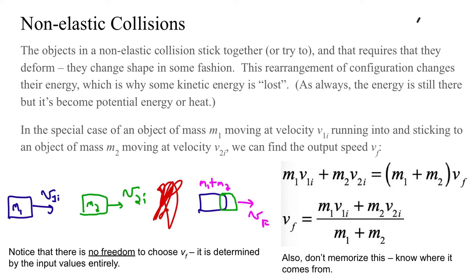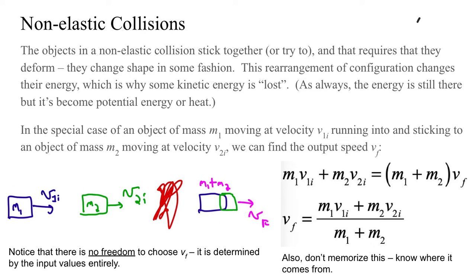In the special case of an object of mass m1 moving at velocity v1 initial, running into and sticking to an object of mass m2 moving at velocity v2 initial, we can find the output speed vf. It's a one-dimensional collision, and in this case it's completely specified. Given the masses and the initial velocities, we can exactly say what the outcome velocity has to be. And we do it relatively simply.